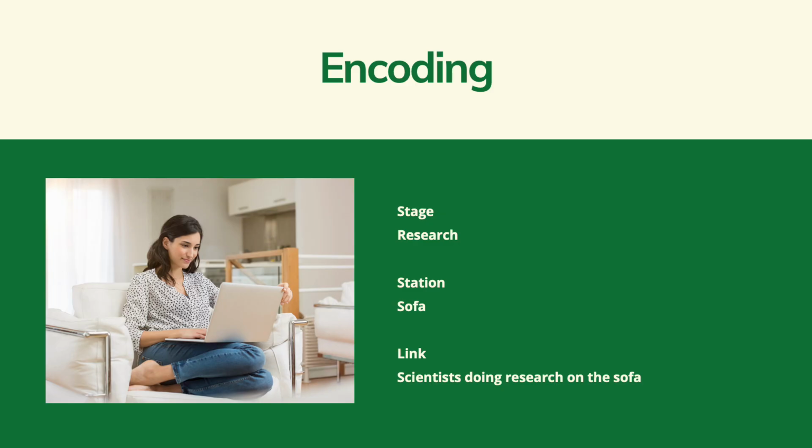Our fourth stage is research, and the fourth station is our sofa. So to make the link, I would think of either myself sitting on the couch doing research, or ideally even scientists around the table doing research on the sofa. They could be moving from the radiator to the sofa to help that image pick up in my head, so I can easily remember the third and fourth station.